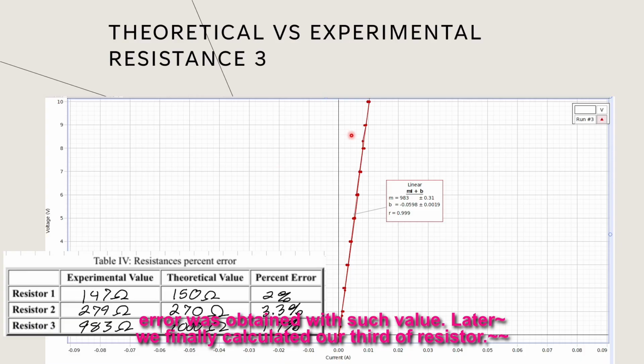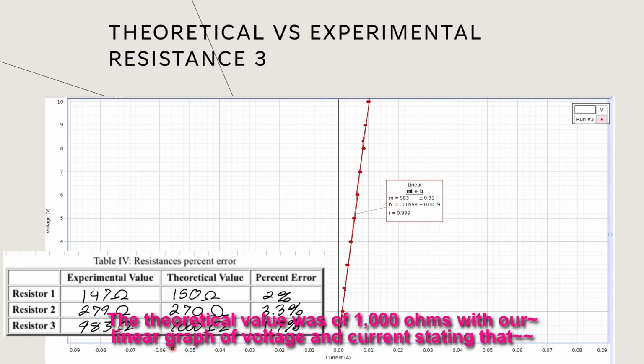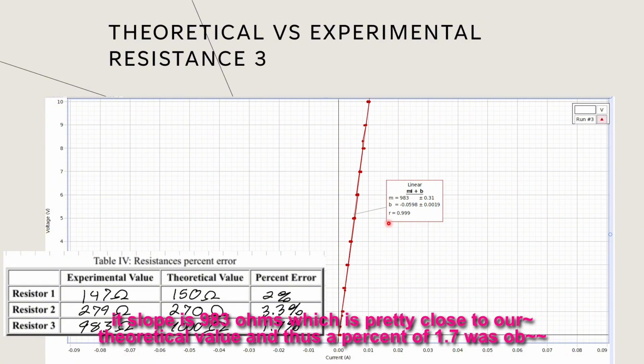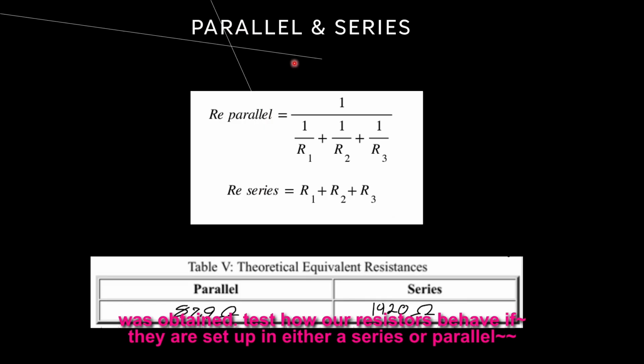Later, we finally calculated our third resistor. The theoretical value was 1000 ohms, with our linear graph of voltage and current stating that its slope is 983 ohms, which is pretty close to our theoretical value, and thus a percent error of 1.7% was obtained. That's how our resistors behave if they are set up in either a series or parallel order.